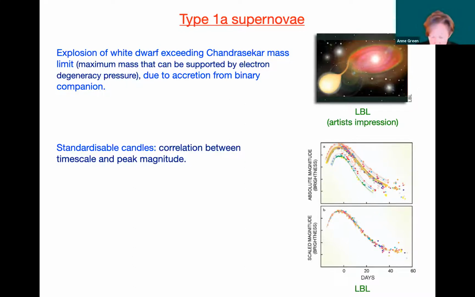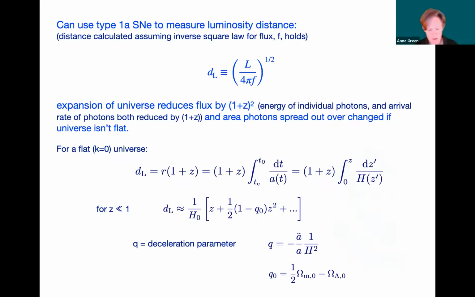And so the peak brightnesses are all different, but there's a correlation. The brighter something is, the slower it decays. And so this correlation allows them to be mapped onto a sort of standard light curve and to work out how bright they actually were so that they can be used as standard candles. So this allows them to be used to measure something that's called the luminosity distance.